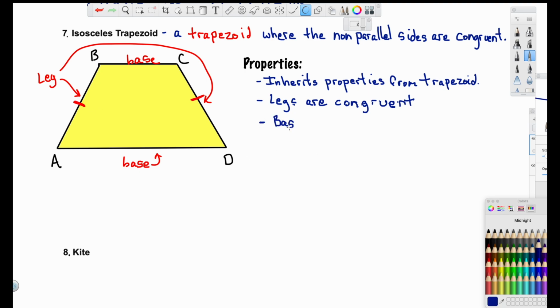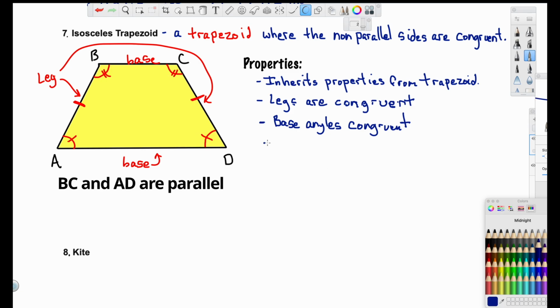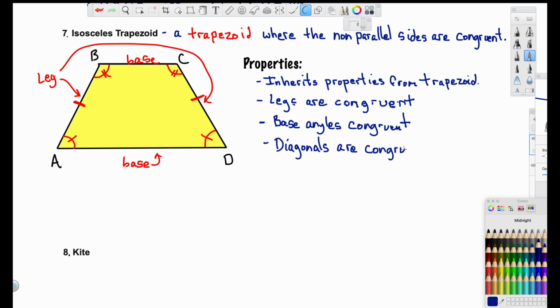So the base angles are going to be identified. We have two sets of base angles. So we have the bottom base set, which is A and D. They're going to be congruent. And then the top base set are going to be congruent. So they're not all congruent to each other, but just the top and the bottom base angles. One other thing, and this is something we saw from rectangle, but the diagonals are going to be congruent. So segment AC is going to be congruent to segment BD.